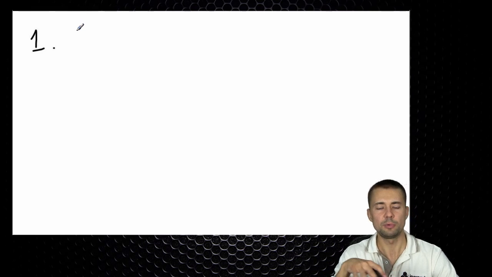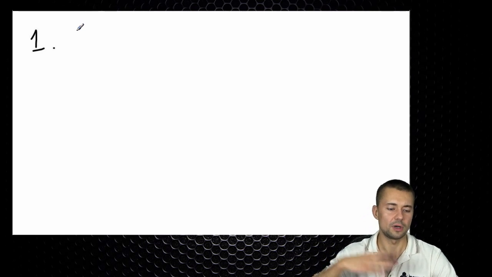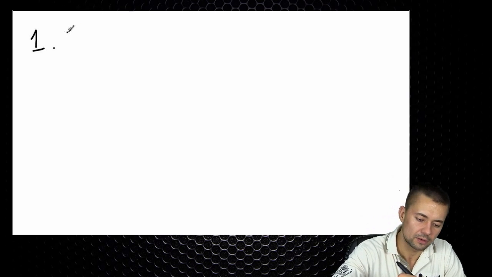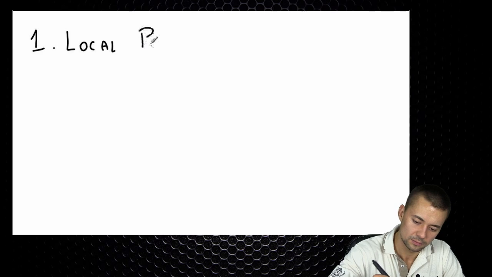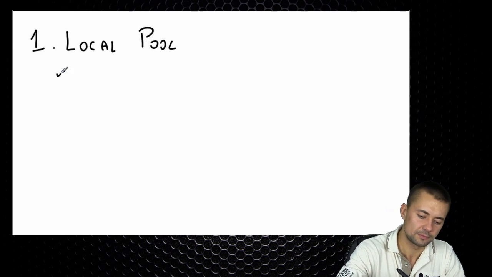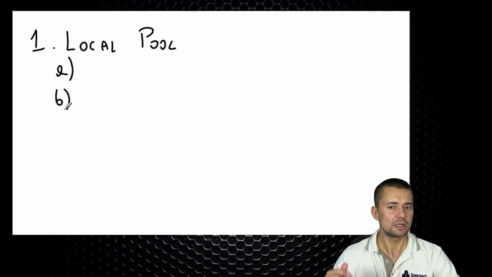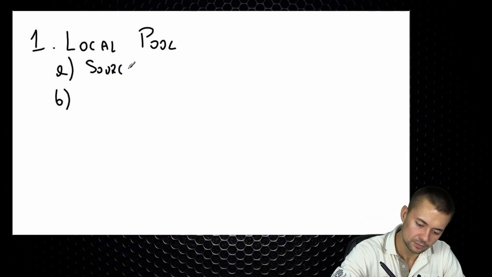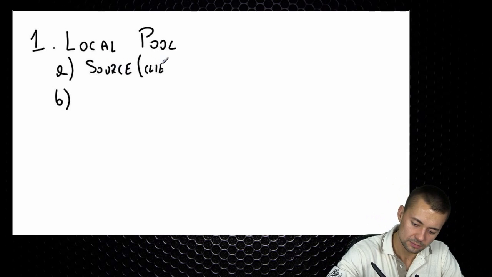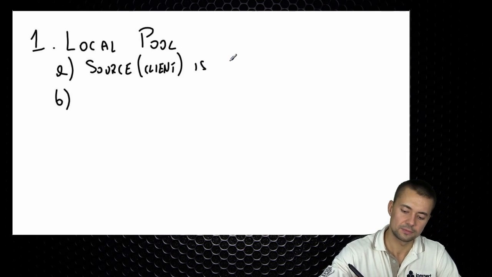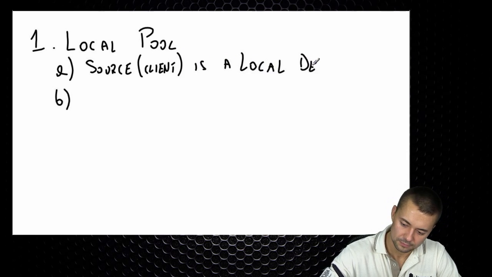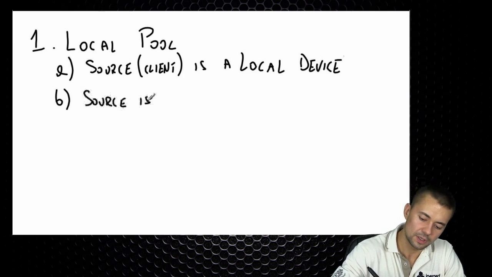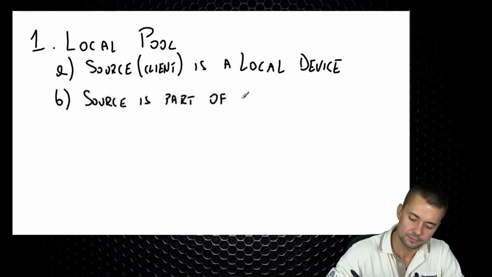So the pool that is part of that transparent network configured on the devices that are separated by the transparent ASA, I'm going to call it a local pool. And we have 2 options over here. One is if the client is going to be part of the local network or a remote subnet. So the source, or just the client, is a local device. And then the source is part of a remote subnet.